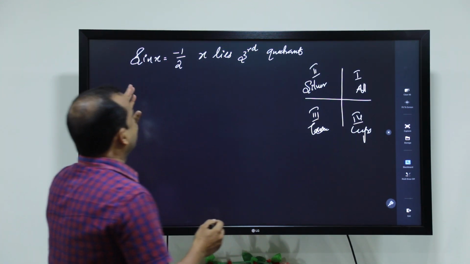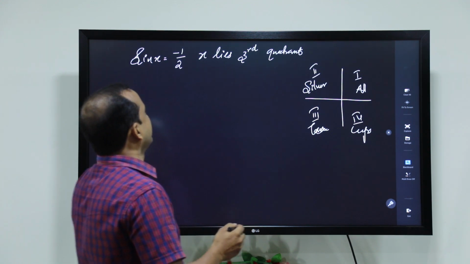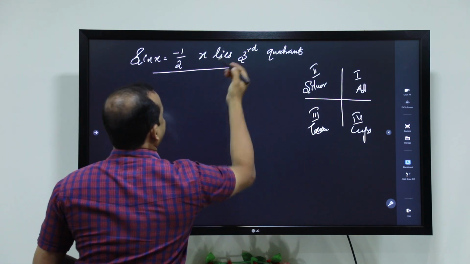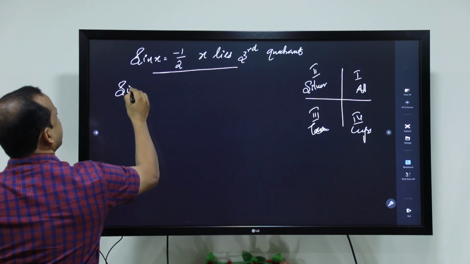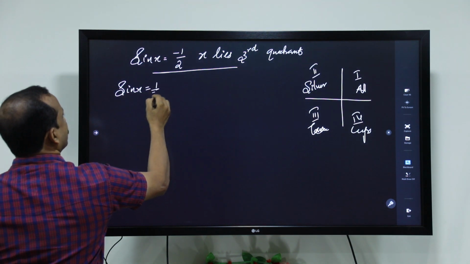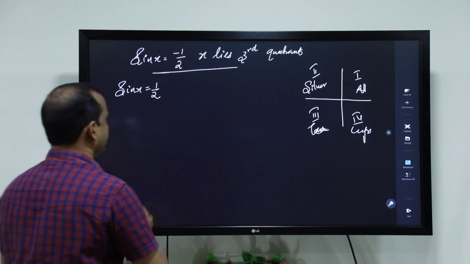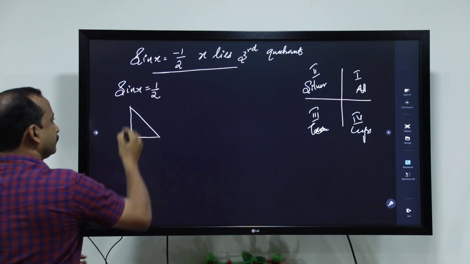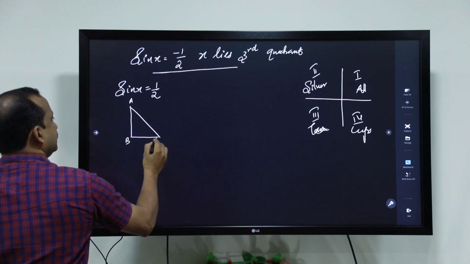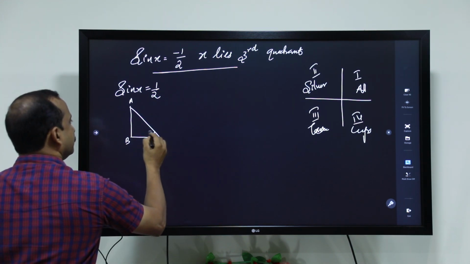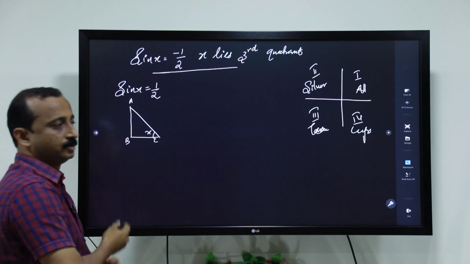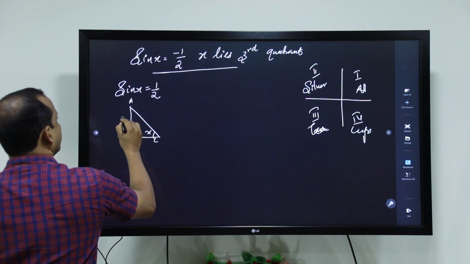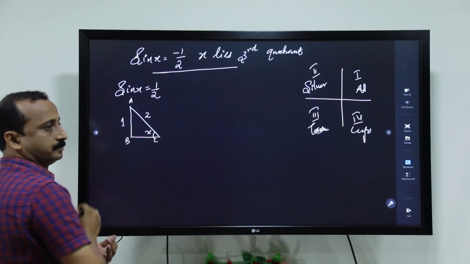Here we find all five trigonometric functions using the value sin x equal to minus 1 by 2. In this type of problem, first you take the positive value, that is sin x equal to plus 1 by 2. Then we form a right triangle ABC and make an angle x. You know sin x means opposite side divided by hypotenuse, so the opposite side is 1 and the hypotenuse is 2.